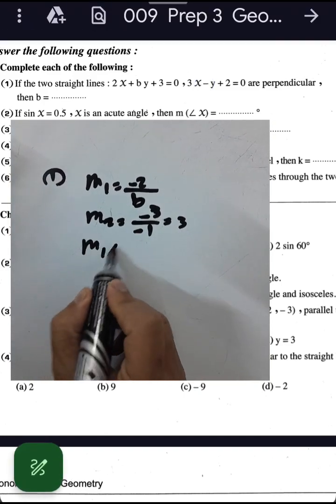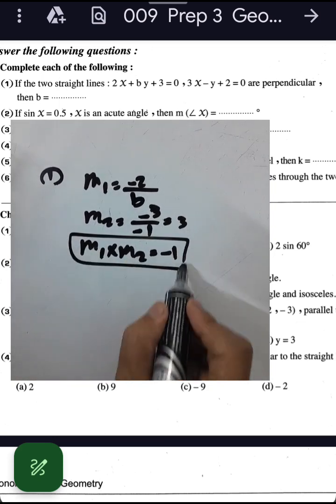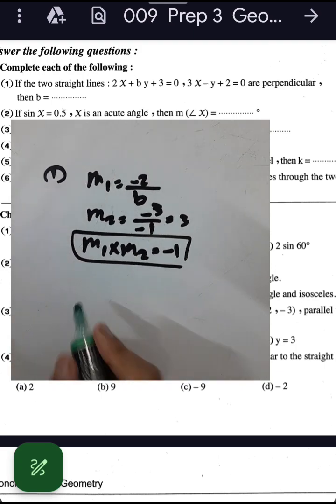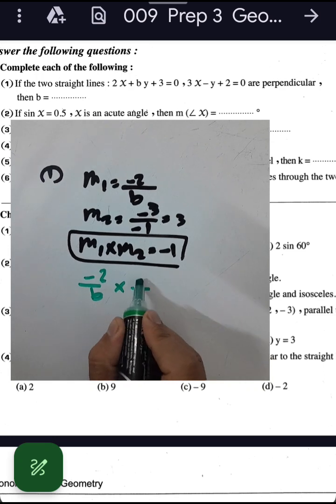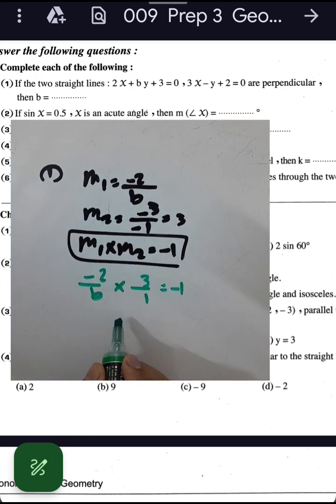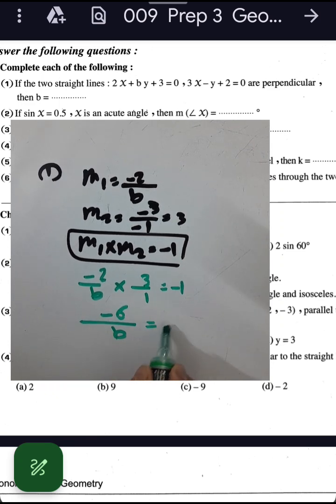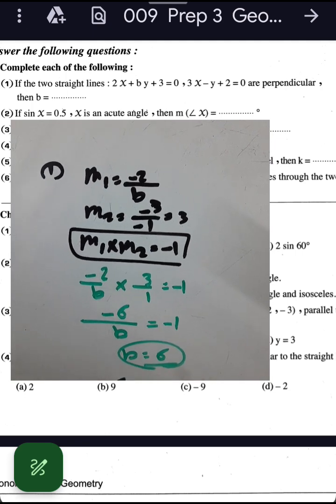Then M1 times M2 will be negative 1 because they are perpendicular. Then you can find negative 2 over b, slope 1 times slope 2 equals negative 1. Then negative 2 times 3 equals negative 6, 1 times b equals negative 1. Then b will equal 6. Negative 6 divided by 6 equals negative 1. And the value of b here equals 6.